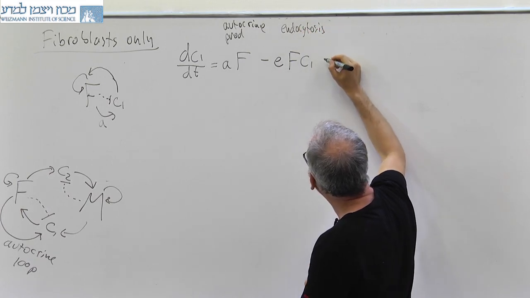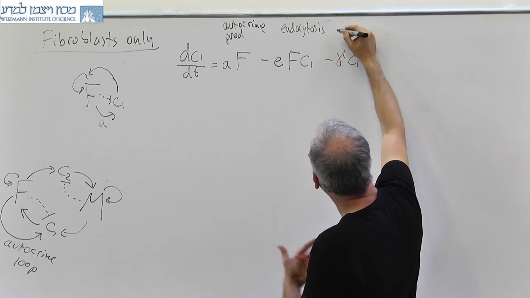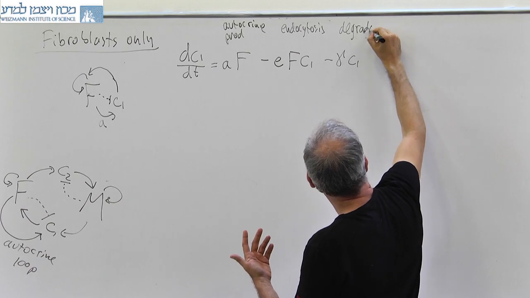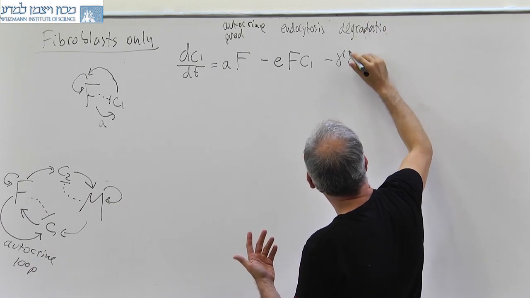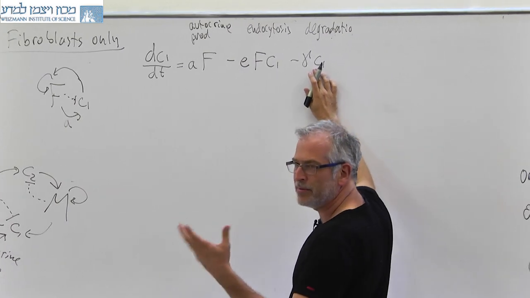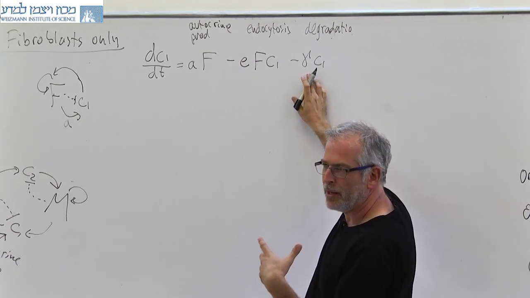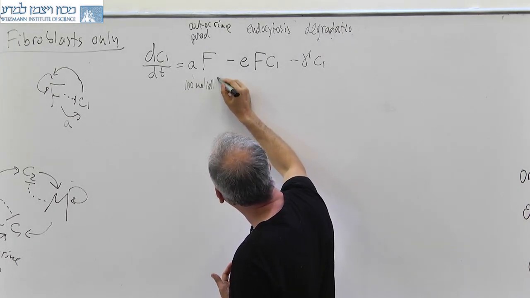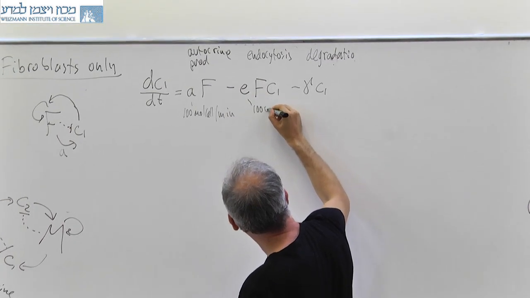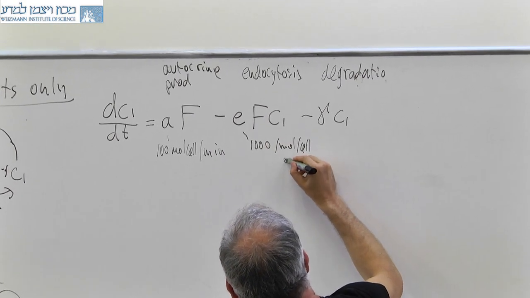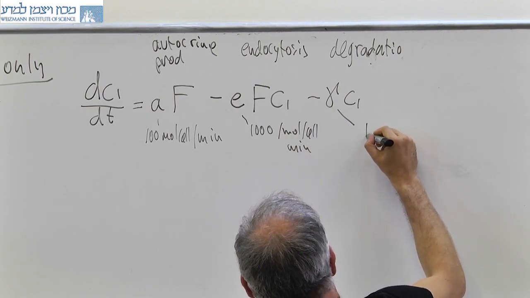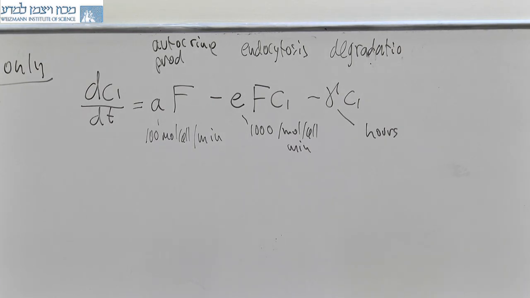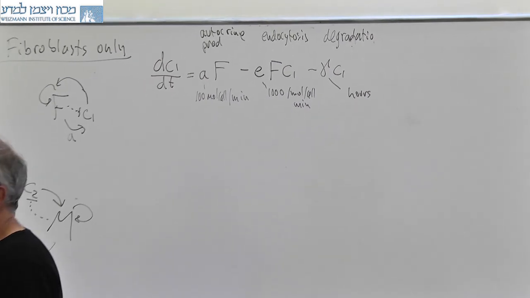Endocytosis. And we're also going to allow a regular degradation. That's to say, if there's no cells around, we're going to need this degradation. We're going to need this time scale in order to get rid of these C1. This is a probability per unit time for molecules. I said this is about 100 molecules per cell per minute. This is about 1,000 molecules per cell per minute. And this takes hours to days. So endocytosis is much, much more than degradation of these things, which actually is a beautiful thing.